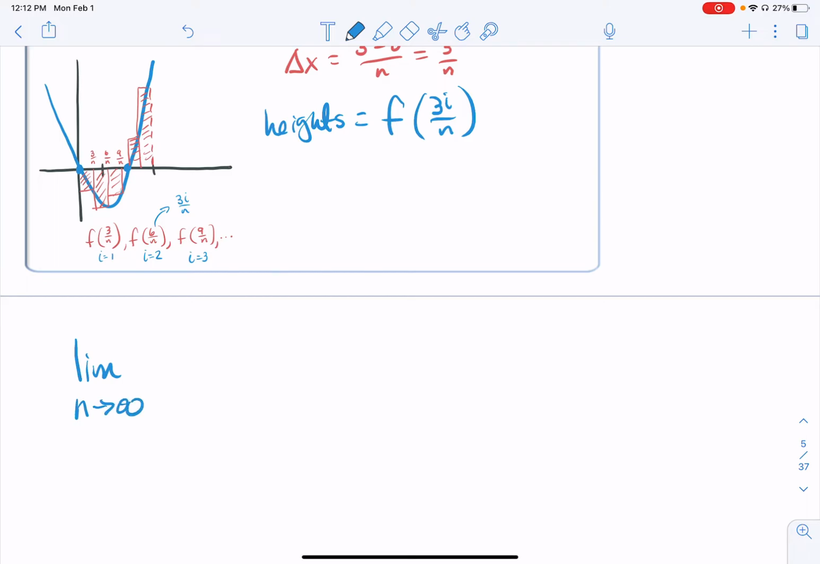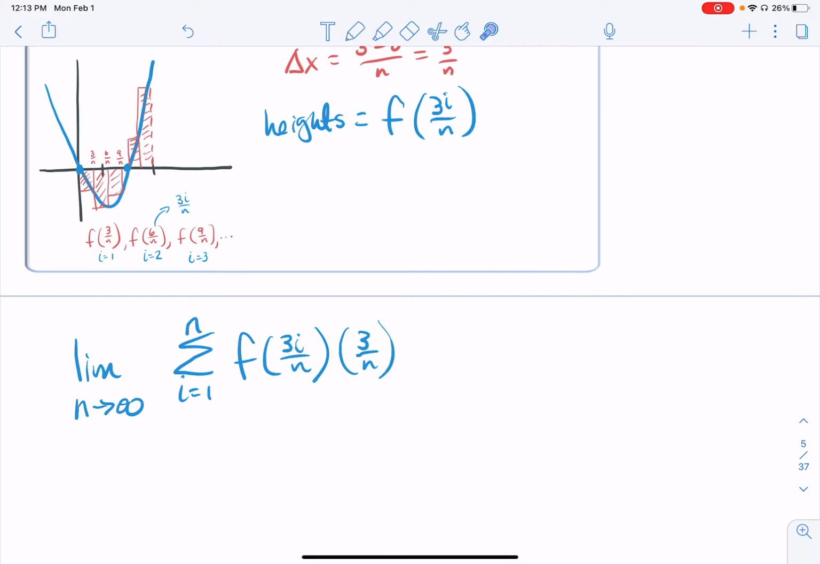Here's a question for you. As the number of rectangles goes to infinity, how big do they get? Or should I say, how small do they get? All right, we need our Riemann sum. There's our limit. The Riemann sum is from i equals 1 to n of, and then the product here is our heights, f of 3i over n, times our widths, our delta x, which we said was simply 3 over n. Boom.